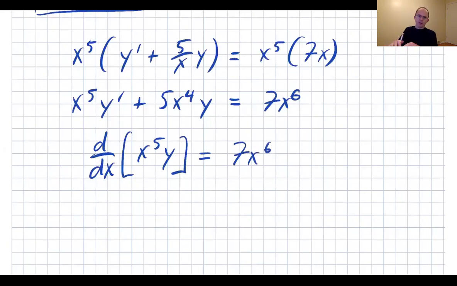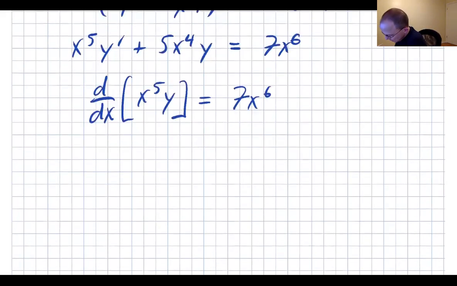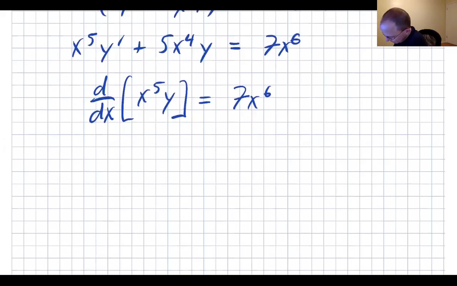If that part doesn't work out, by the way, that's why I like checking it. If that part didn't work out, that tells us that we made a mistake when calculating rho. So it's a very good idea to always check that. Okay, so now we integrate both sides.